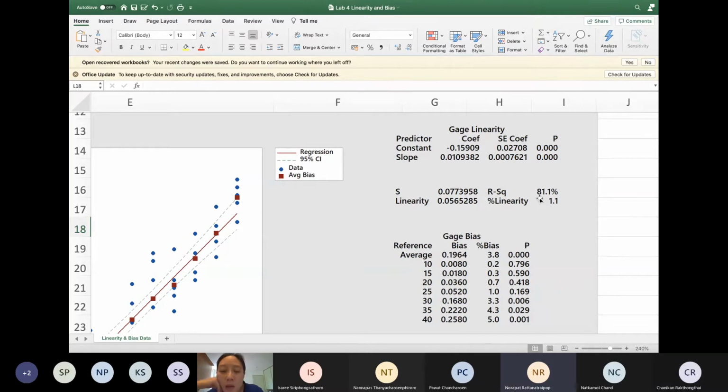Okay, Ajarn, the value 0.0005 from before, where does it come from? Okay, the p value of the slope, do you see that it is equal to 0.000? This number actually is not exactly 0, because Minitab reports only 3 decimal places. So that means the fourth digit should be less than 5, and when it reports only 3 digits, it rounds down the number to 0.000.